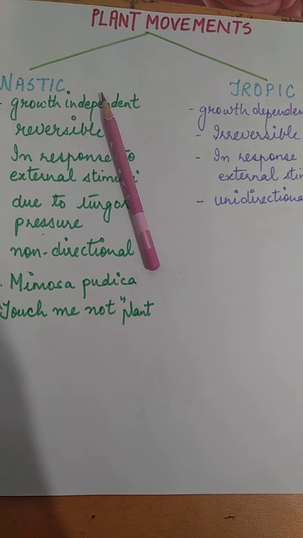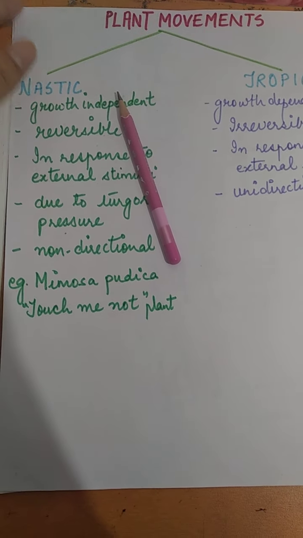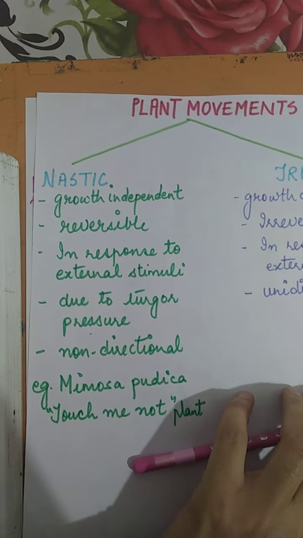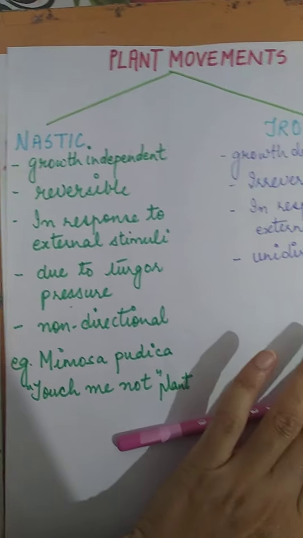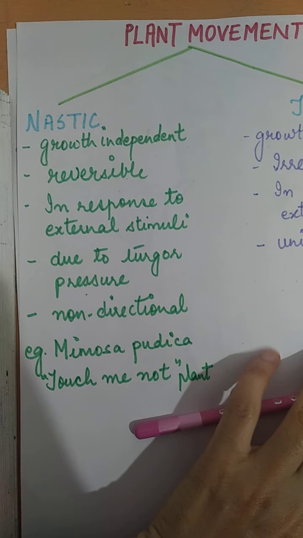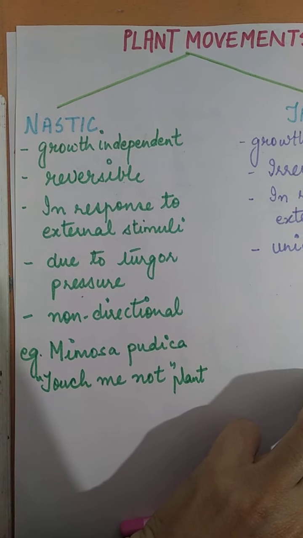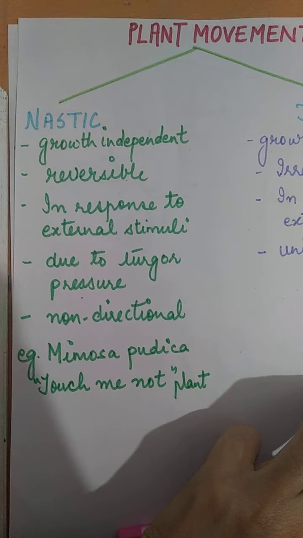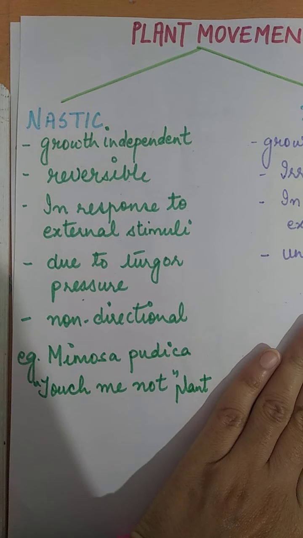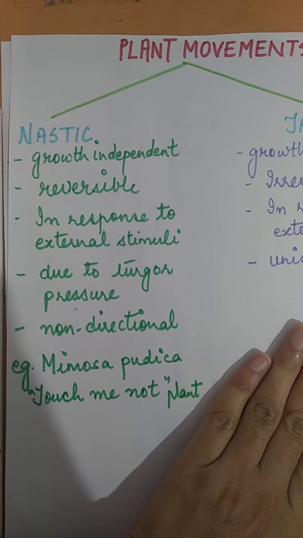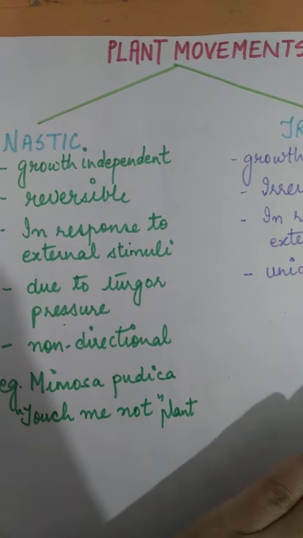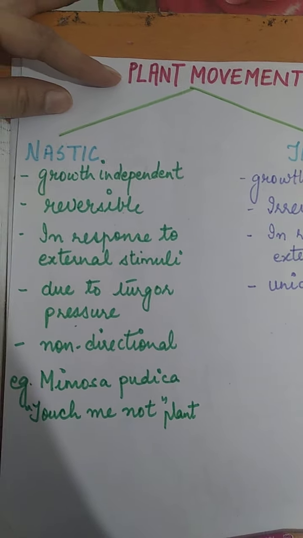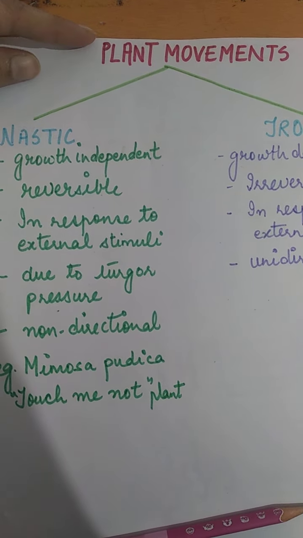Nastic movements are not explained much in your ICSE 10th standard biology book, but for your information, I'll give you an overview of what nastic movements are. Basically, they are growth independent movements which are reversible in nature, and they are in response to external stimuli. They occur because of turgor pressure, and they are non-directional movements.